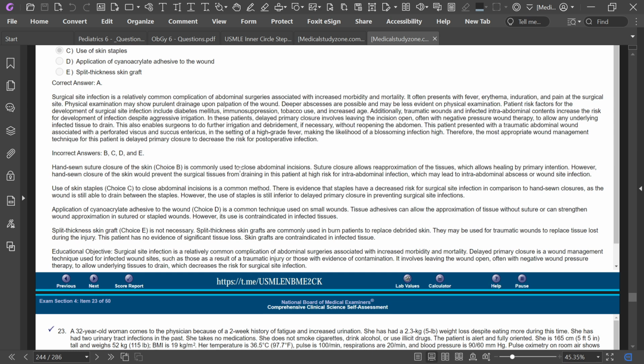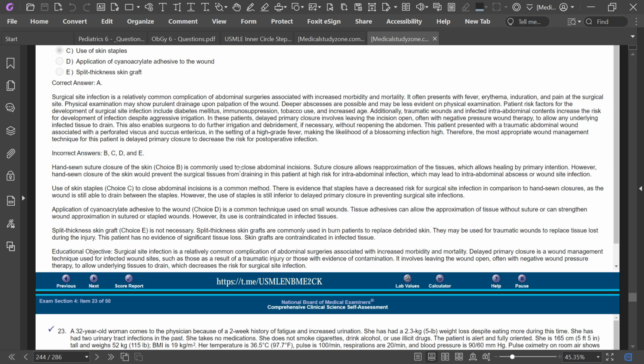The patient presented with a traumatic abdominal wound associated with perforated viscus and succus entericus, in the setting of a high fever, infection, making the likelihood of a blossoming infection high. Therefore, the most appropriate wound technique for this patient would be delayed primary closure to decrease the postoperative infection.